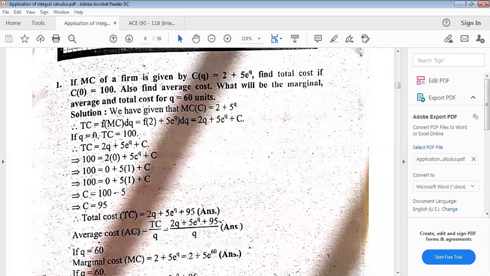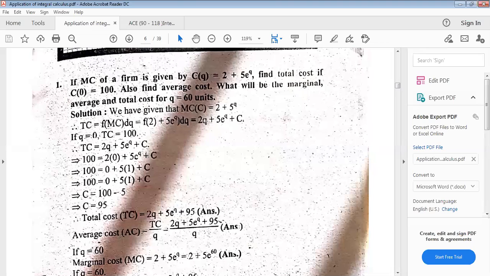Now if q equals 0, then C equals what? 100, right? When quantity or output equals 0, then C equals 100. This is the initial condition we are given. Then the total cost we can calculate.